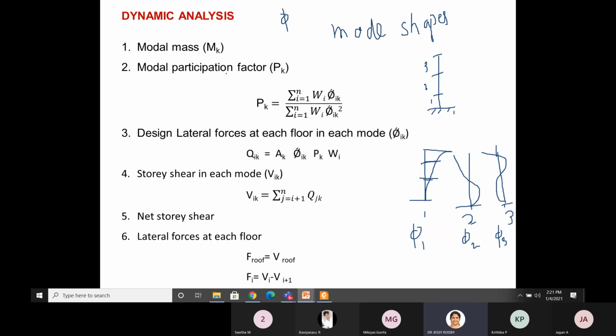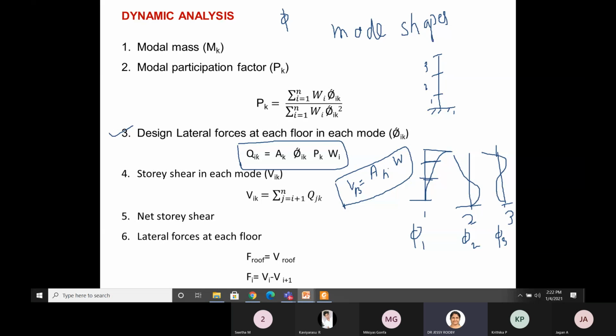So here, the participation factor and everything is just calculated. You just see the third step. The design lateral force for each mode is calculated by this equation. If I compare this equation with the previous equation, what was the base shear? Base shear was equal to Ah into W, isn't it? Now compare this equation and that equation. In that, the base shear is Ah into W.